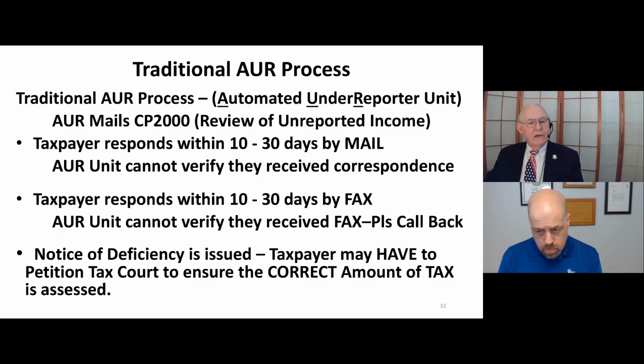If in fact they don't get to it, a notice of deficiency is going to be issued about 60 days after that CP2000, and the taxpayer may have to petition tax court to make sure that they're only paying the correct amount of tax. So the whole thing today, if you will, is broken in that they can't get to the processing and fix things before you get that final notice of deficiency, your 90-day letter, and you may have to petition to the tax court.